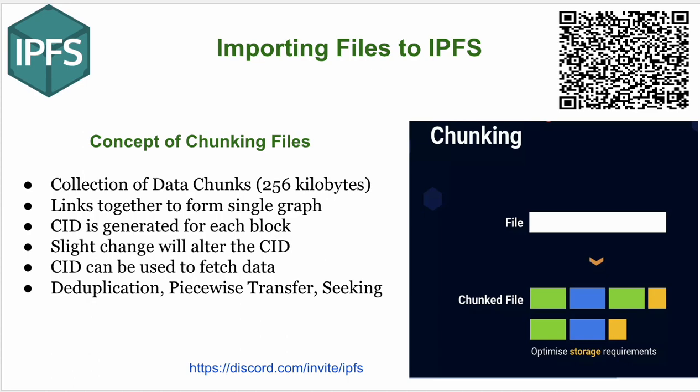I am going to explain this in subsequent slides. Each chunk is hashed to get the CID for that chunk, and subsequent chunks are hashed until you build that tree structure. Then you have a root CID, and the root CID is what you can share with people so that using that CID they can access the file that you've uploaded.